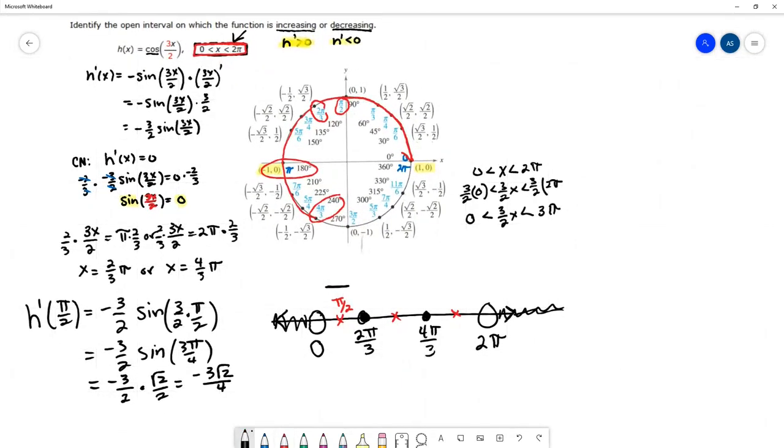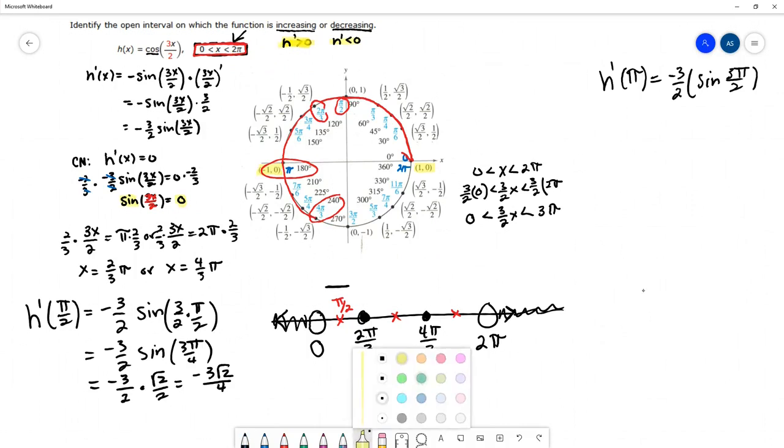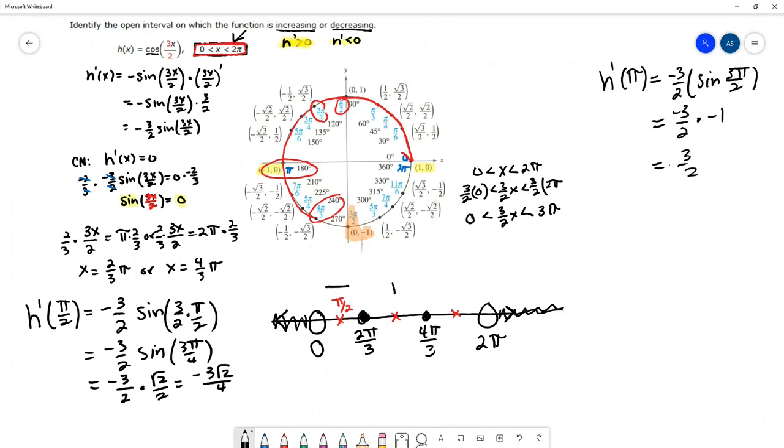I need to calculate the derivative at pi, h prime at pi. That's negative 3 over 2 sine of 3 pi over 2. So 3 pi over 2 is right here. And the y-coordinate, sine is the y-coordinate, is -1. So we have -3 over 2 times -1. That's a positive 3 over 2. So it's positive, and this function is increasing in that interval.